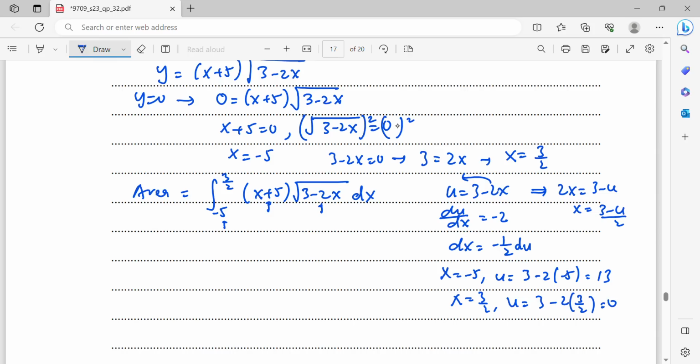Right. So now, once I have found all these u values, I will just replace my integration from x to u. Firstly, the limits: negative 5 becomes 13, then 3 over 2 becomes 0. Now I will replace the x by (3 minus u) divided by 2. So I will get (3 minus u) divided by 2 plus 5, then the square root becomes square root u, and the dx is negative half du.